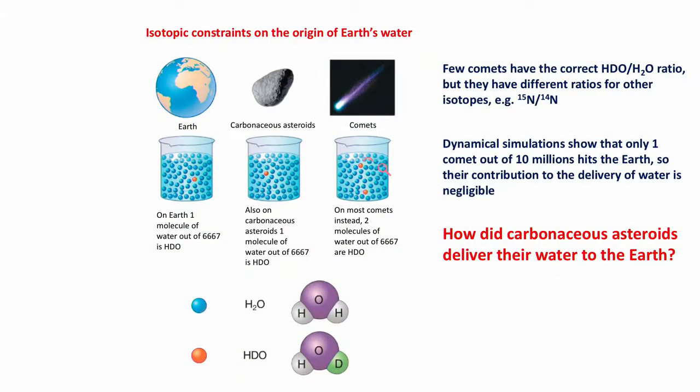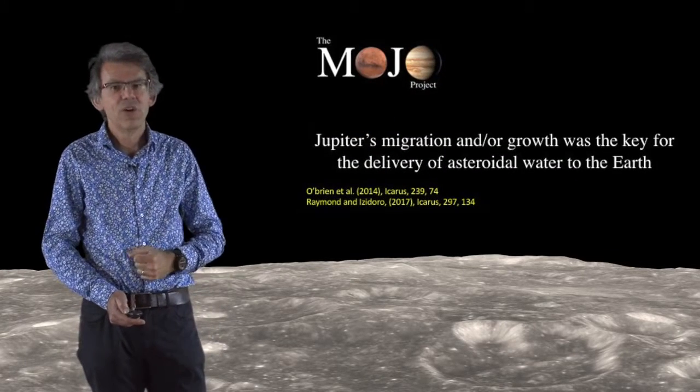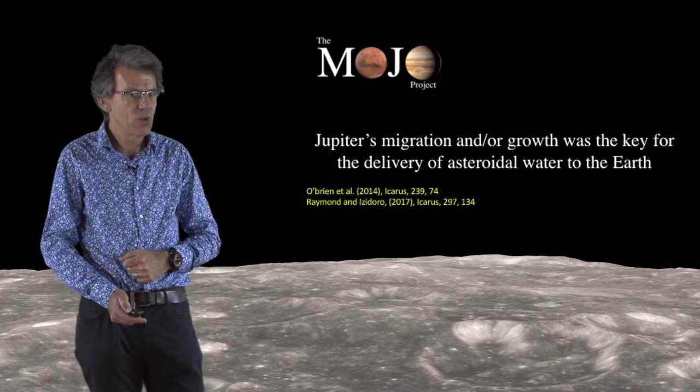So the important question is, how did carbonaceous asteroids deliver their water to the Earth? In the MOJO project, we show that Jupiter's migration and/or growth was the key for the delivery of asteroidal water to the Earth.